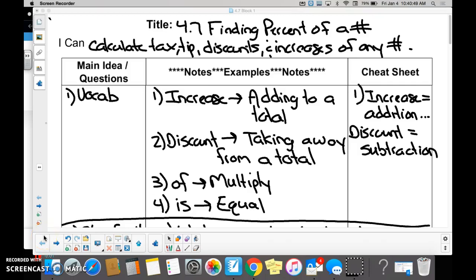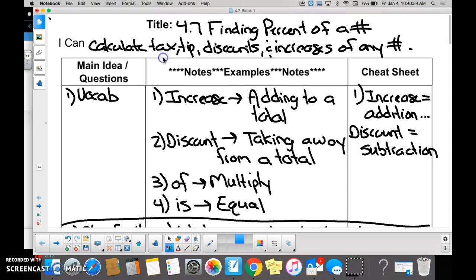20% of the number. I can calculate tax, tip, discounts, and uses of any number. Excellent. Thank you, Claire Wood. I appreciate it. Tax and tip, you guys. Tax and tip would be what? Increases. Discounts would be decreases. Excellent.